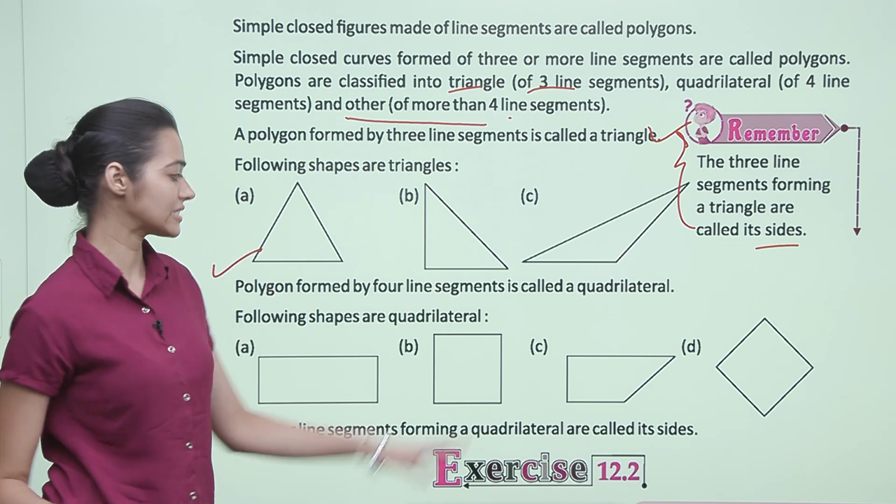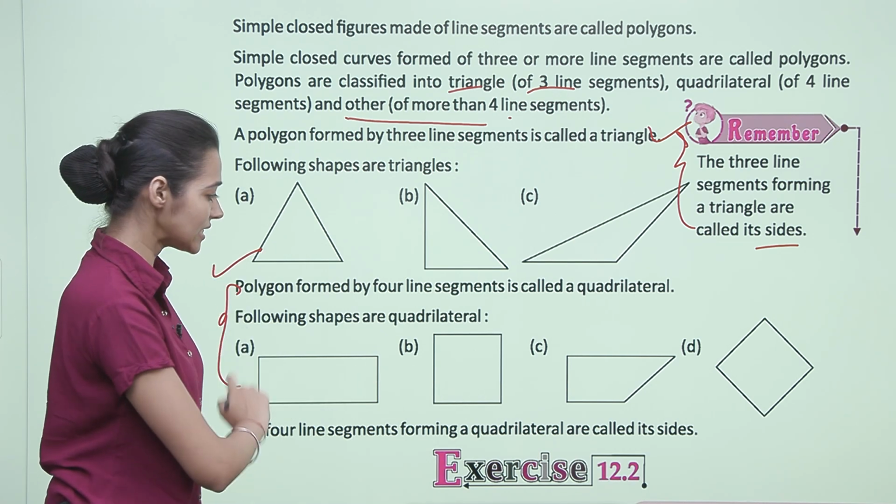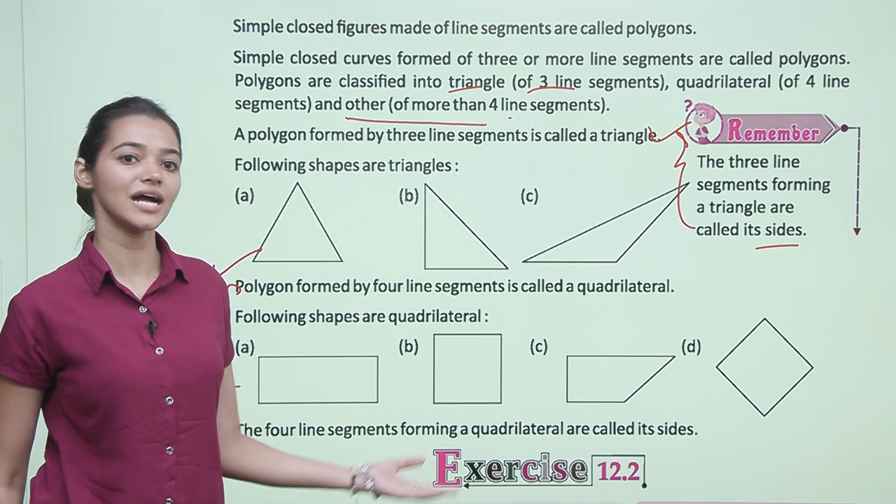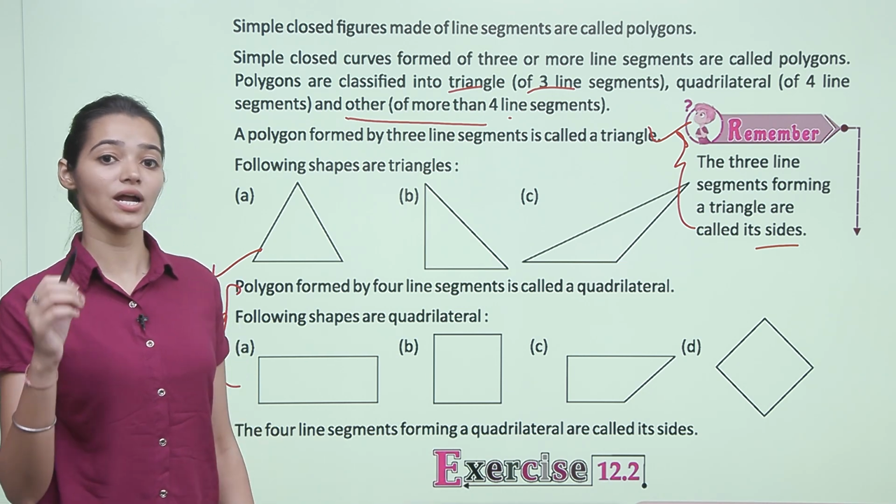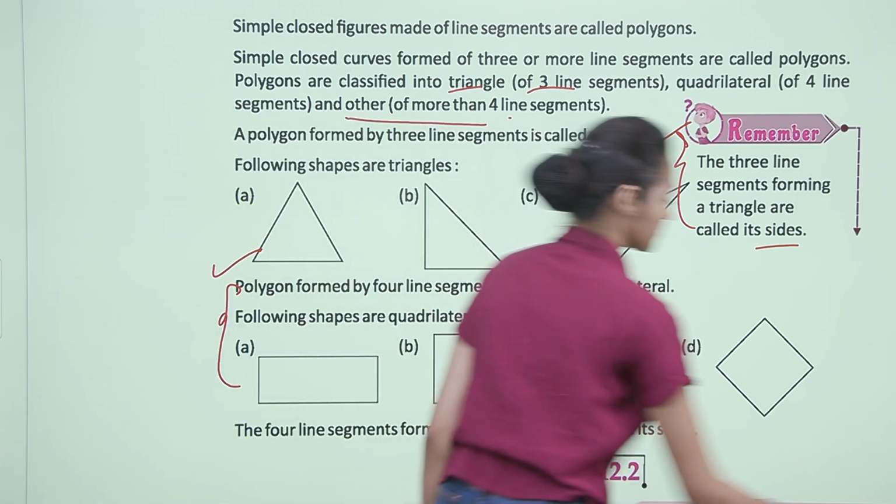A polygon formed by 4 line segments is called a quadrilateral. These are the shapes of a quadrilateral, and the 4 line segments forming a quadrilateral are called its sides.